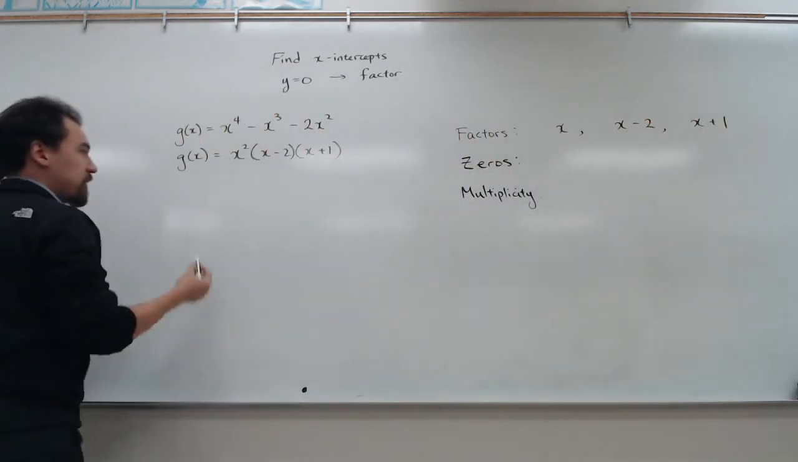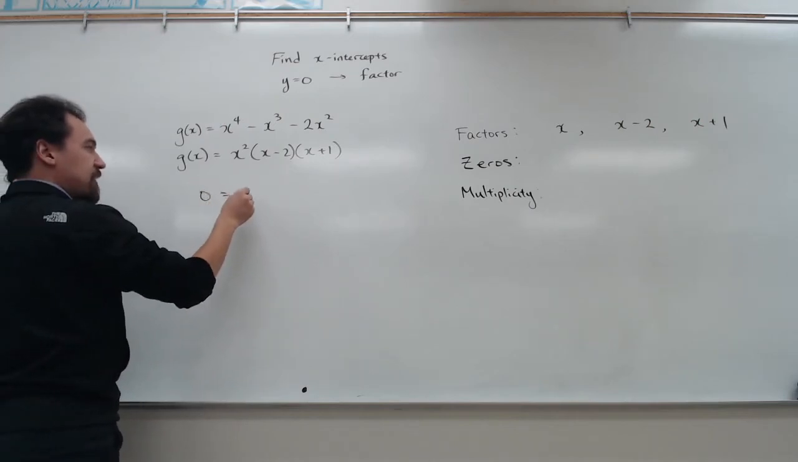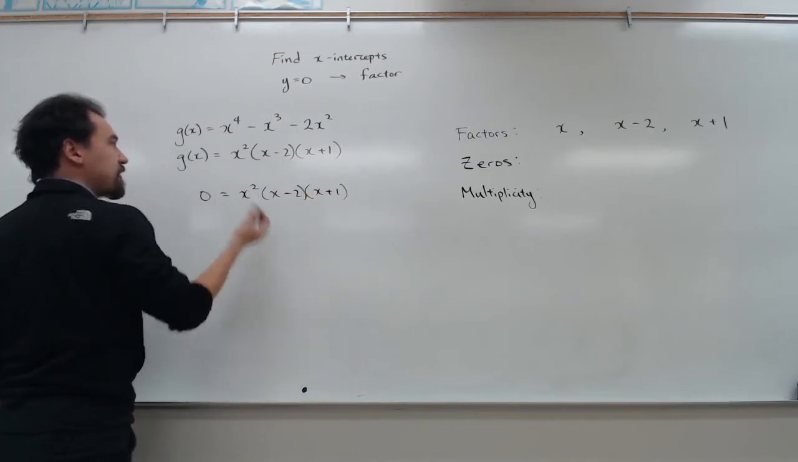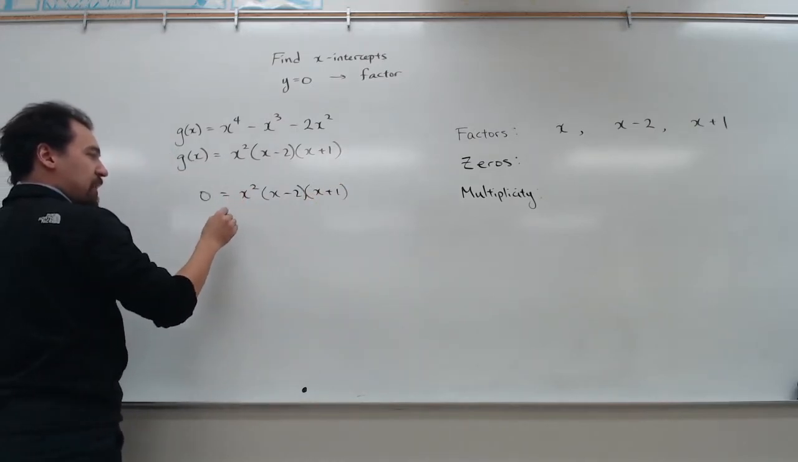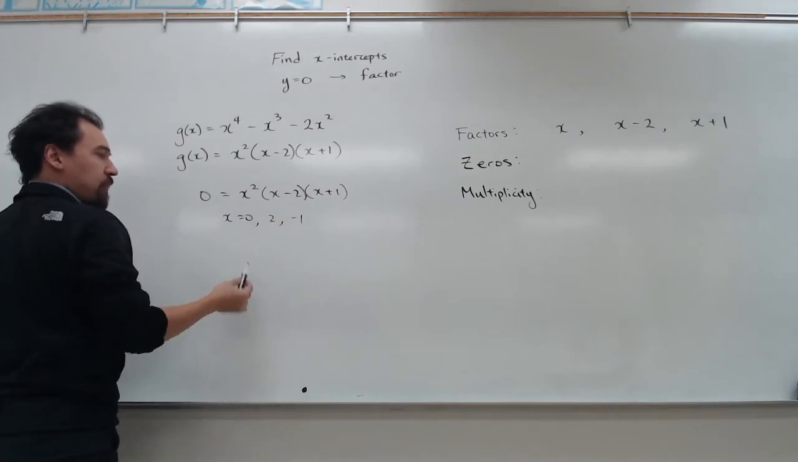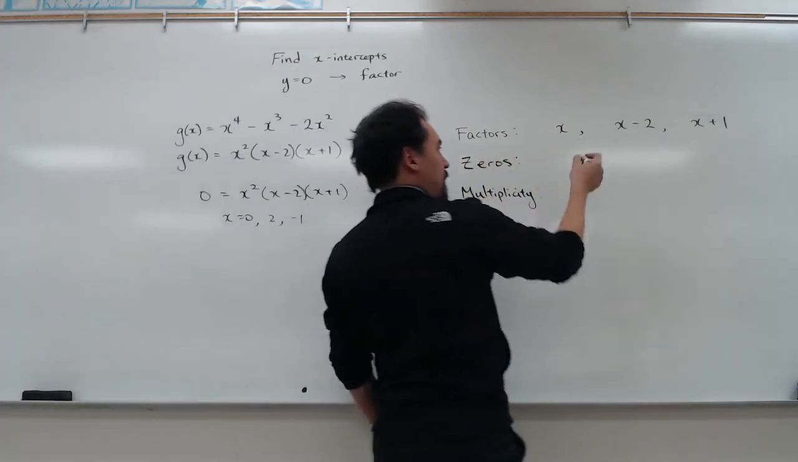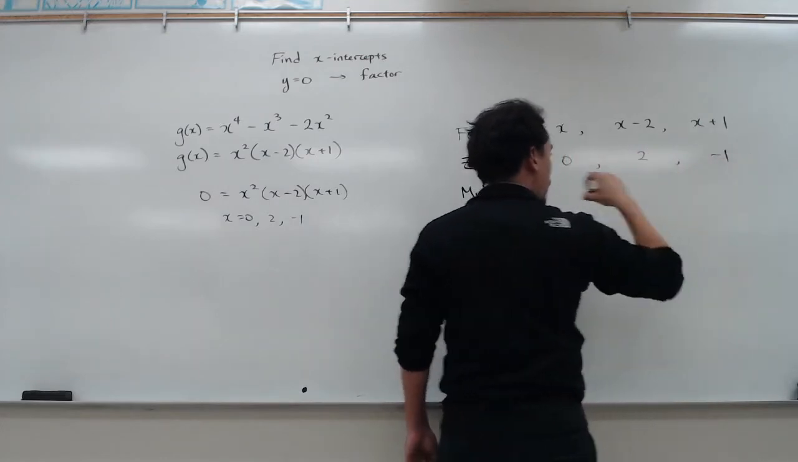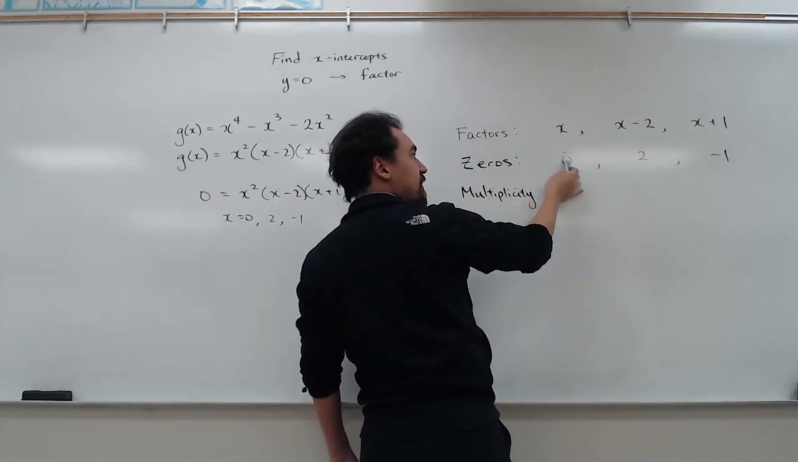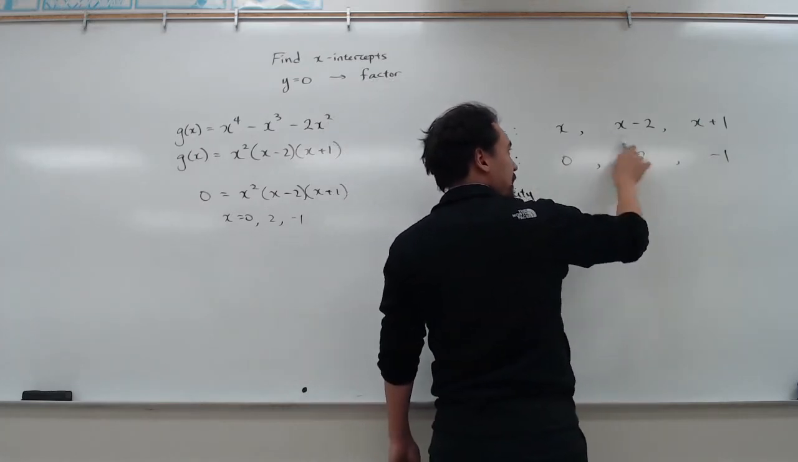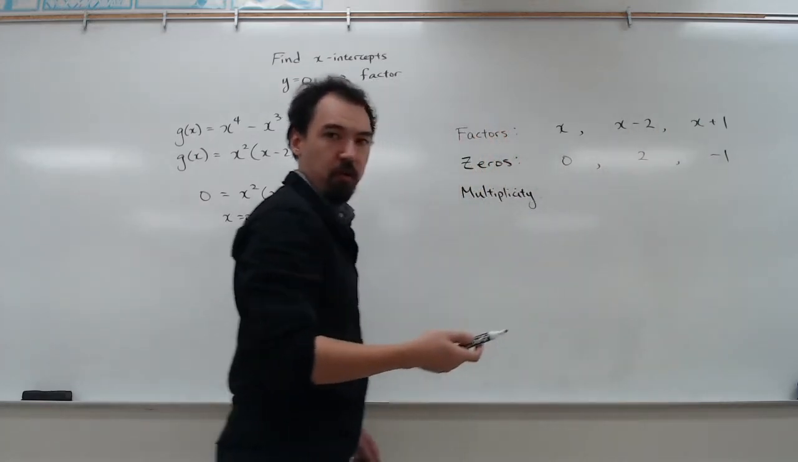And corresponding to those factors, if I set this equal to 0, I can get the zeros of g of x by saying either that is 0, or that is 0, or that is 0. So my zeros corresponding to my factors are going to be 0, 2, and -1. Now hopefully you see the pattern, right? Because this is the number that makes that specific factor 0. This is the number that makes that specific factor 0, and so on.